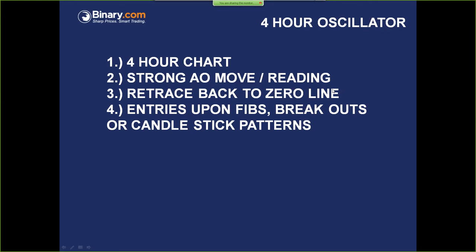So this particular strategy is a 4-hour oscillator. We're using the 4-hour chart, and what we're looking for, it's a very simple strategy. What we're looking for is a strong AO directional guidance. And I'll show you what the AO is. It stands for Awesome Oscillator. So it's a particular indicator. And what we're looking for is a retracement back to that 0 line. So let me show it to you.